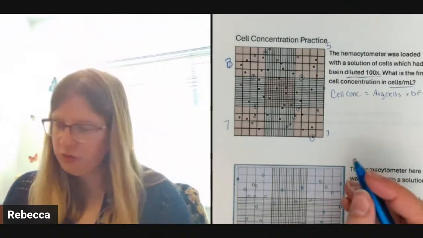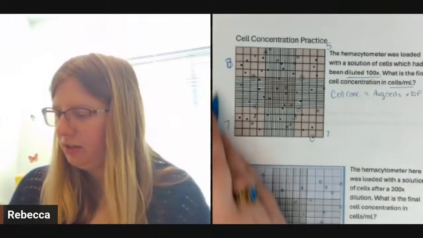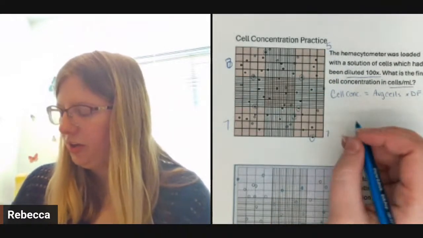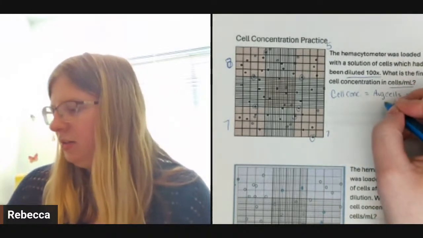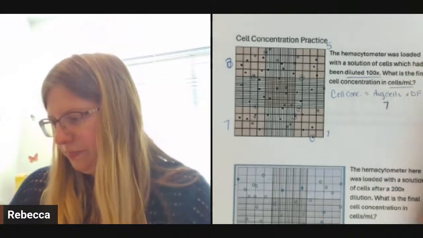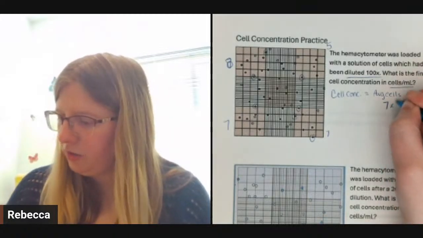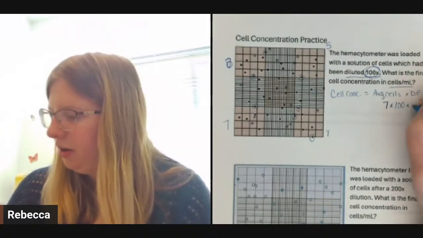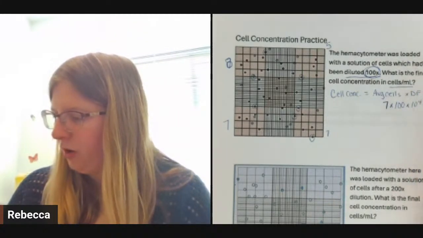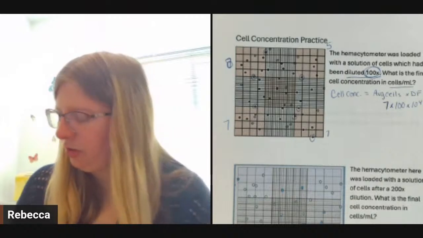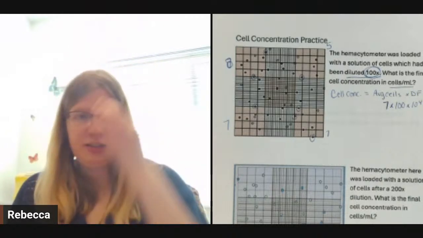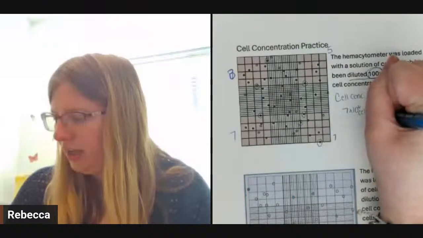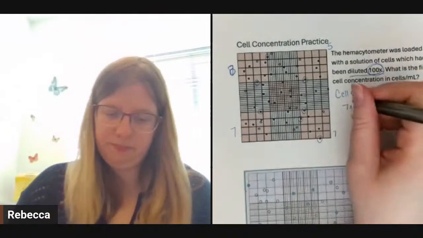So I'm going to add all of those up, which is 14, 22, 27 over 4 is about 7 times my dilution factor, which is right here in my problem, 100x. So times 100 and times 10 to the fourth. And so using my handy dandy calculator, I will find that this is 7 times 10 to the 6 cells per milliliter.